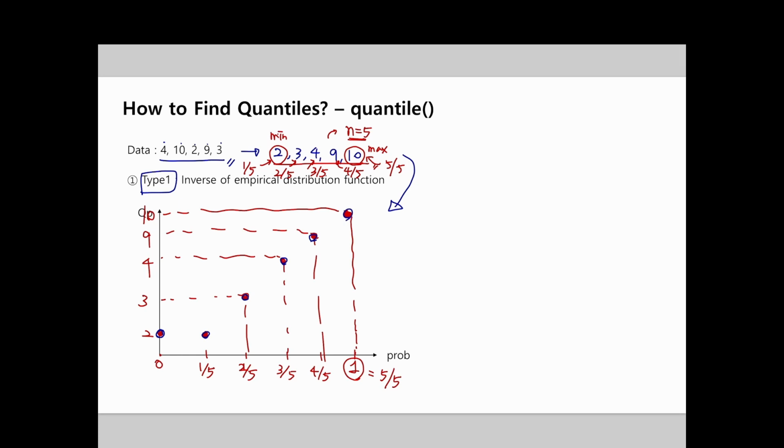And in type 1, the function is expressed as follows. That is a step function. As you know, these points are discontinuous. So type 1 is called the inverse of the empirical distribution function.